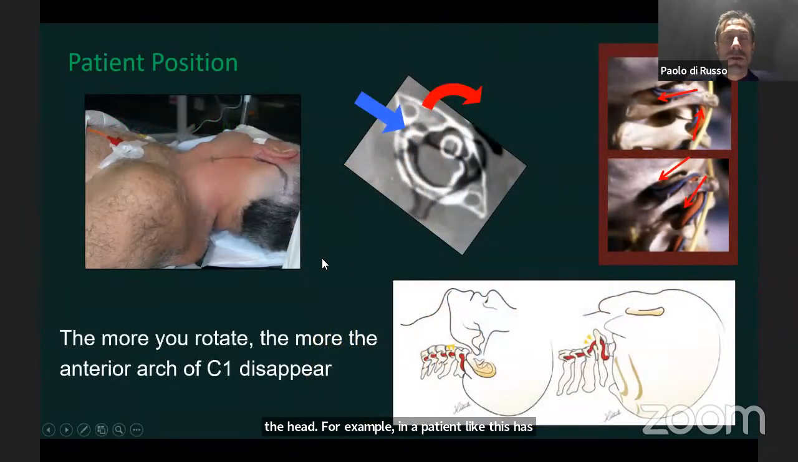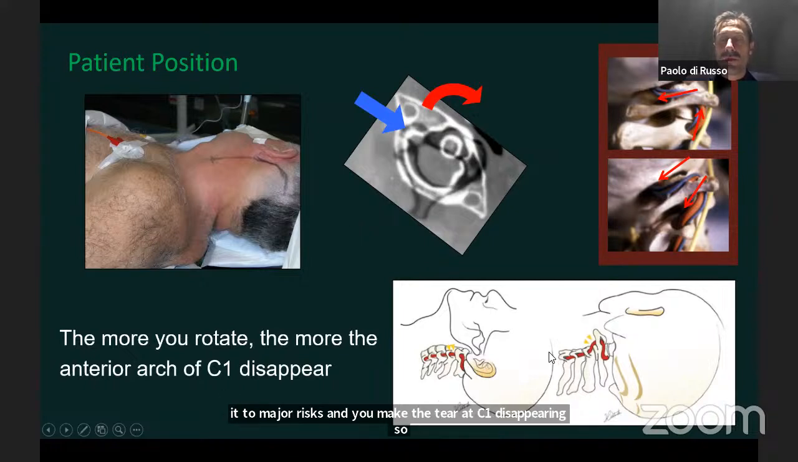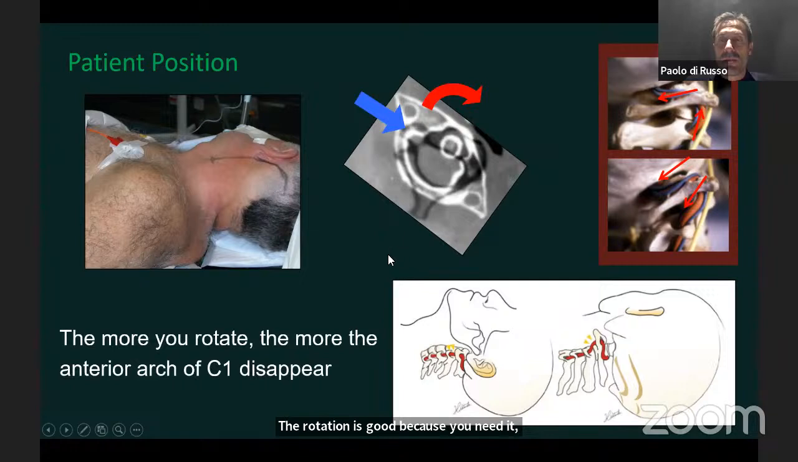Patient position, the same: the more you rotate the head, the more you increase the exposure of this segment of the vertebral artery between C1 and C2, so you expose it to major risks, and you make the anterior arch of C1 disappear. So the rotation is good because you need it, but you want to be aware that too much rotation may make your surgery much more difficult. Another important thing is to bend the head a little bit contralaterally to increase the space between the tip of the mastoid and the C1 transverse process, because this will increase the space that you have for the approach.